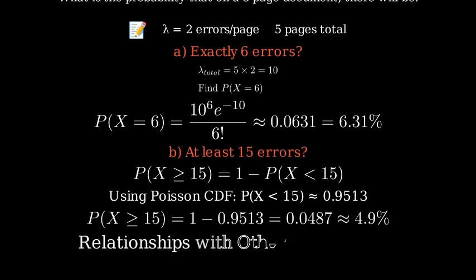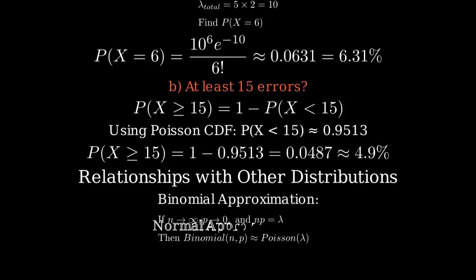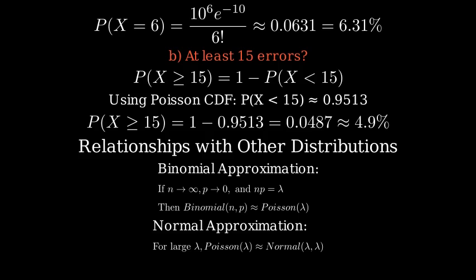The Poisson distribution is related to other probability distributions. It can be viewed as a limiting case of the binomial distribution. When the number of trials n approaches infinity, the probability of success p approaches 0, and n times p remains constant at lambda. As lambda increases, the Poisson distribution can be approximated by a normal distribution with mean lambda and variance lambda.